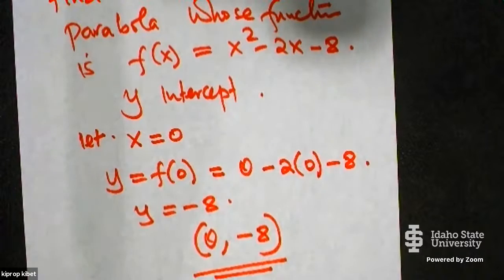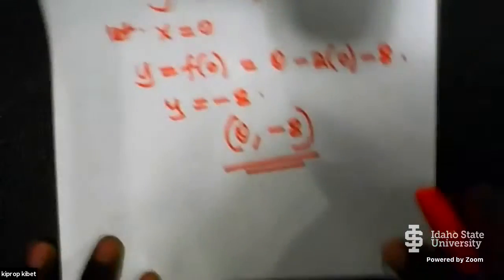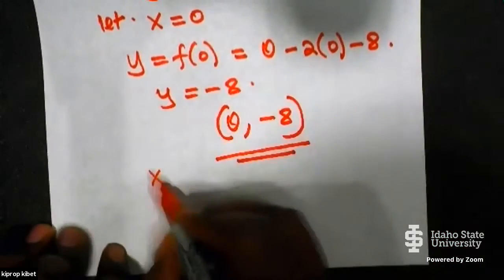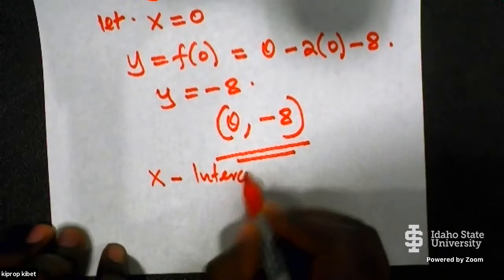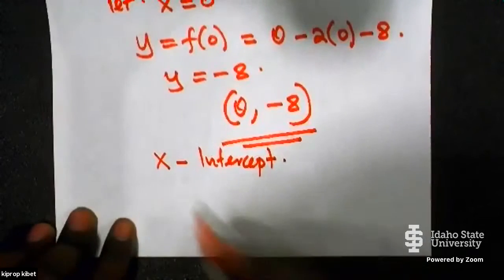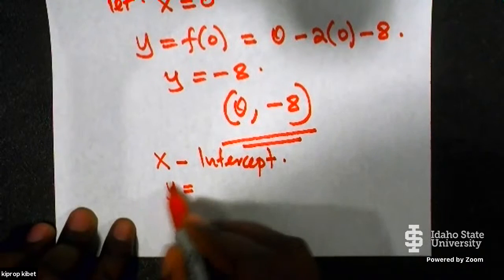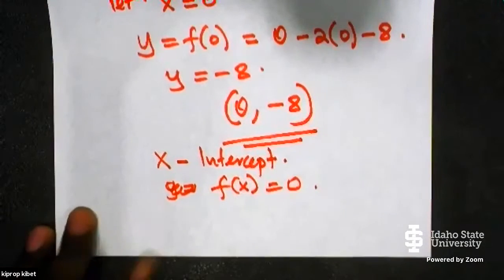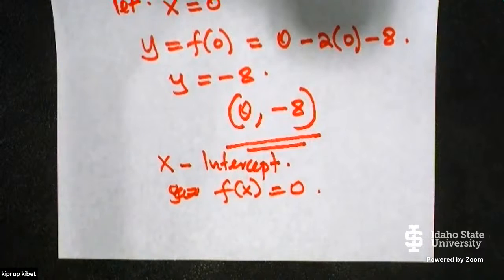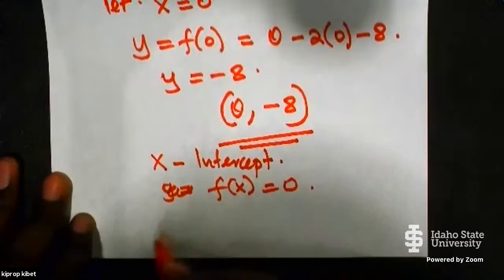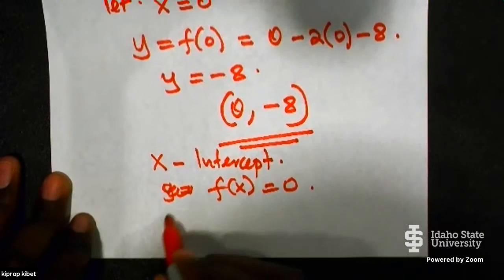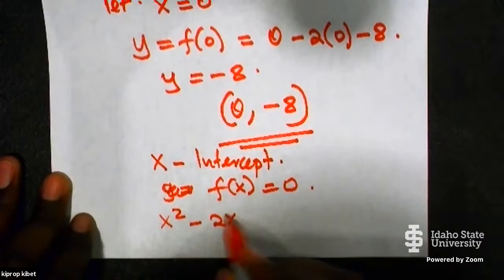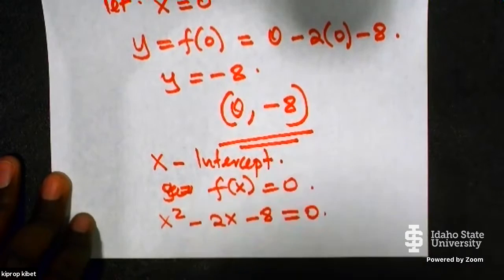Now, to find the x-intercept, what do you do? You let y, or f of x, be equal to 0. So our f of x there is 0, so it will be x squared minus 2x minus 8 equals 0.